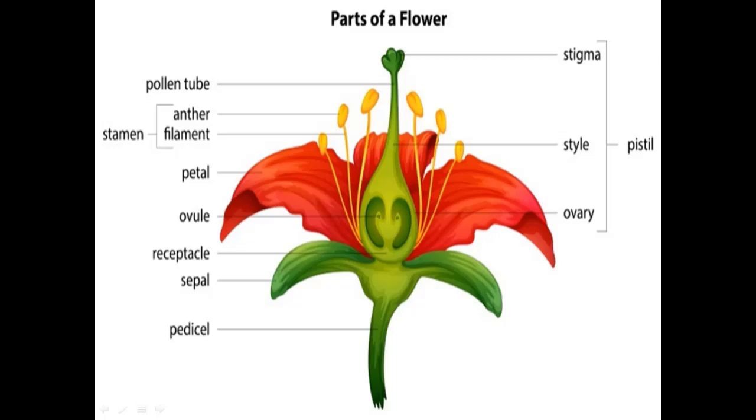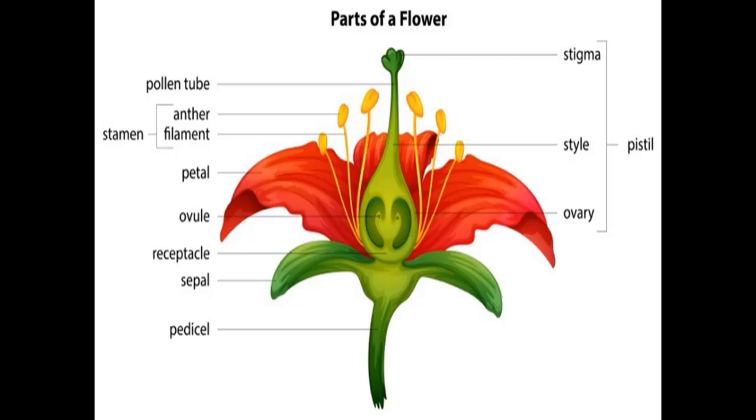For that, one must know the different parts of the flower. Here are the parts of the flower, and you can see the pollen tube. This is the stigma, the style, and the ovary. These three parts together are called the pistil, also called the female reproductive organ. Whereas this is the anther and the filament. Together they are called the stamen, also called the male reproductive organ.